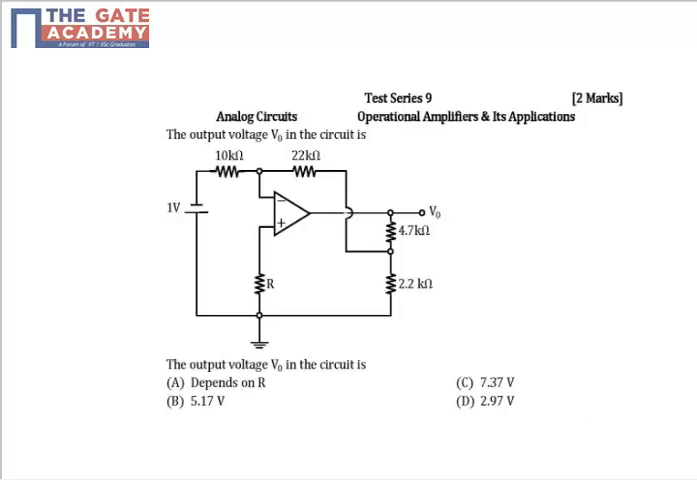Hello friends, this question is from test series number 9 from the subject of analog circuits. The topic is operational amplifier. It's a 2 marks problem. It's an op-amp based circuit, and we need to find the output voltage.